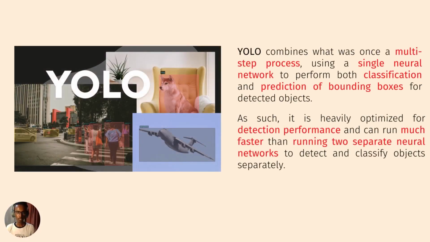YOLO combines what was once a multi-step process, using a single neural network to perform both classification and prediction of bounding boxes for detected objects. So what do we mean by a multi-step process? There are other families of object detectors such as RCNN, and they are multi-step convolutional neural networks. That means they don't just use a single convolutional network, they use a multi-stage process. The first one might be the feature extractor, and the second one might be the classifier or the prediction of the bounding boxes. As such, YOLO is heavily optimized for detection performance and can run much faster than running two separate neural networks at the same time to detect and classify objects separately.